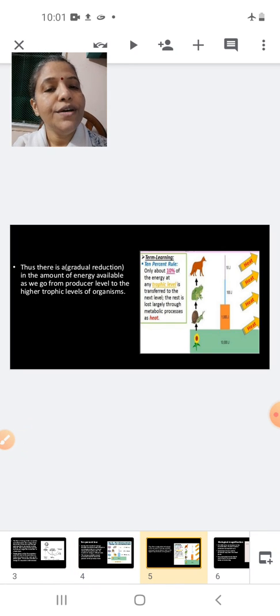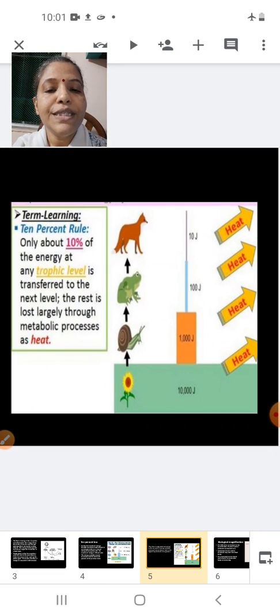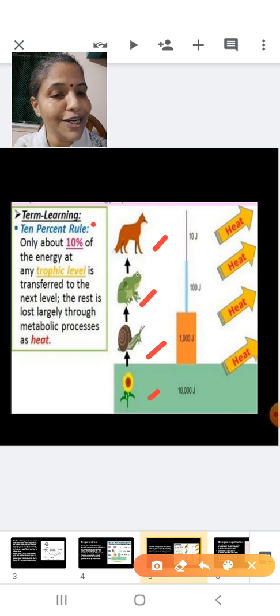Yeah. So here again I have the 10% law. Now in this 10% law, only about 10% of the energy at any trophic level is transferred to the next level. The rest is lost through metabolic process. That is, metabolic process means life processes, as heat. So you can see here one more trophic level. These are the producers. This is a primary consumer, this is a secondary consumer, and this is a tertiary consumer.